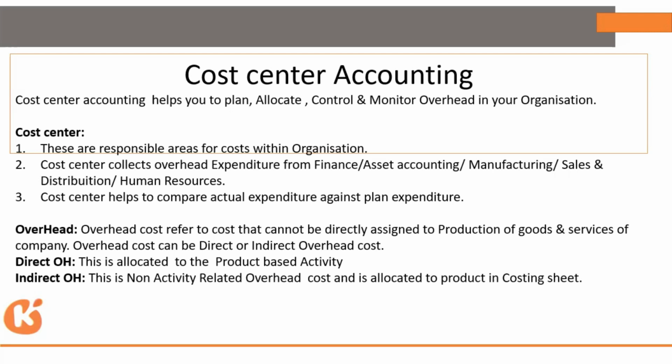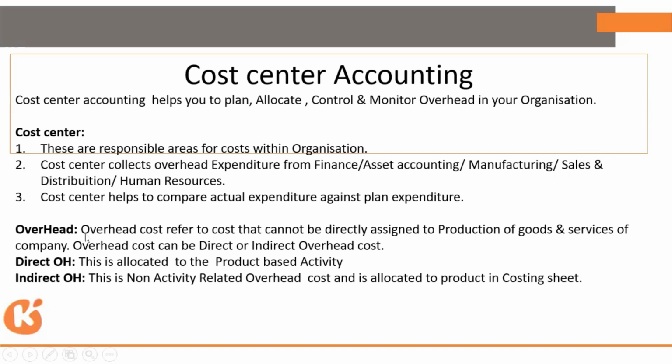sales and distribution areas. And it also helps to compare the actual expenditure with the planned expenditure to come up with the variance. So initially, before the project preparation, we generally plan our costs, and then once the activity is complete, we actually post the actual cost. So when we look at the actual cost and the planned cost, we find out the variances. Even for that, cost center accounting is very much important.